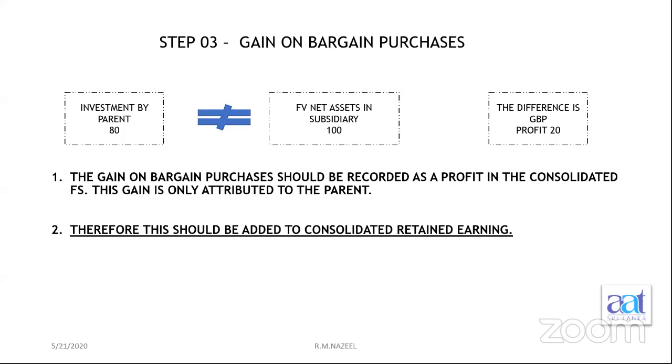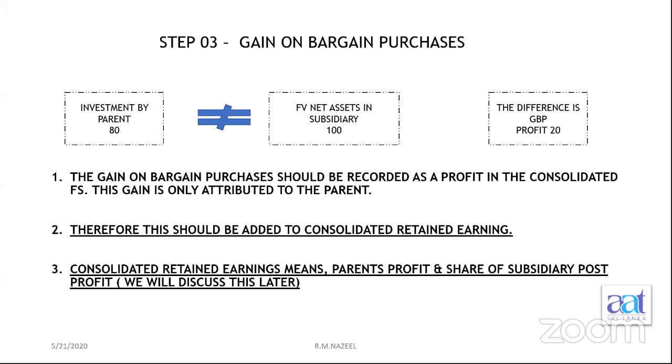So we will go in further to see how this consolidated retained earning is done. See, consolidated retained earning is the parent's profit plus the share of subsidiary profit. You need to add to the parent's profit in simplest form. So if you find any GBP, please add it to the parent's profits, because the parent company goes and buys the subsidiary company.